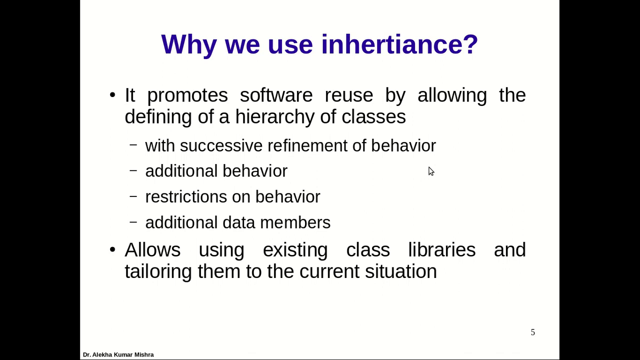Maybe a generic behavior is there in the higher class, so we can refine it. We can give more detailed behavior. We can add some additional behavior. We can put some restriction, so the general class has some behavior which is not there in the subclass, and we can put a restriction on that. Then additional data members, additional attributes and features which are not present as part of the superclass are defined in the subclass. So this is how we use inheritance.